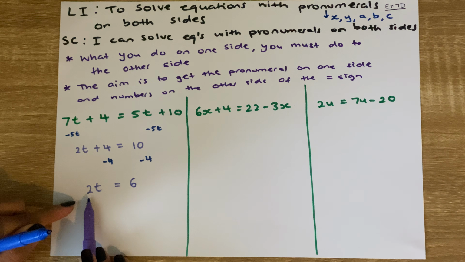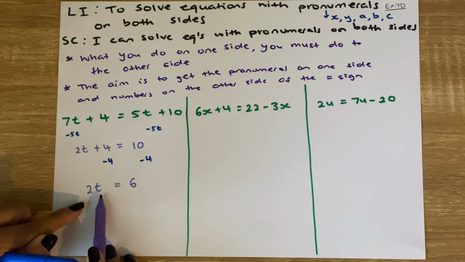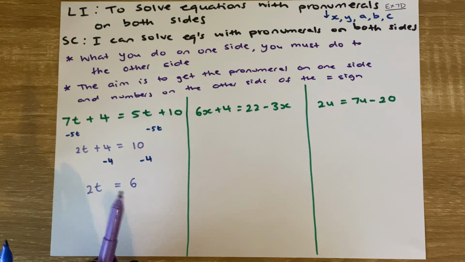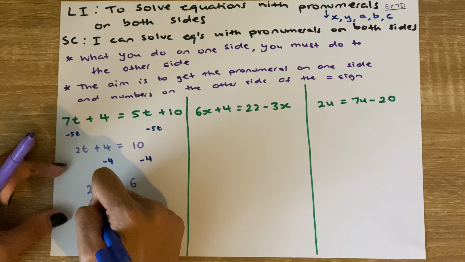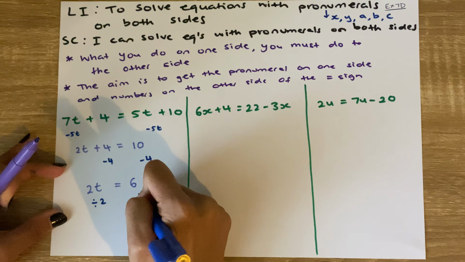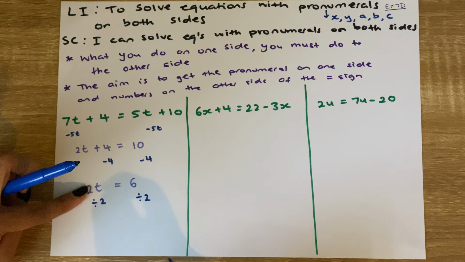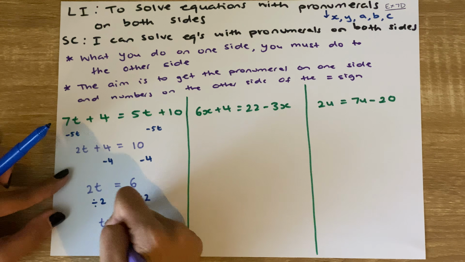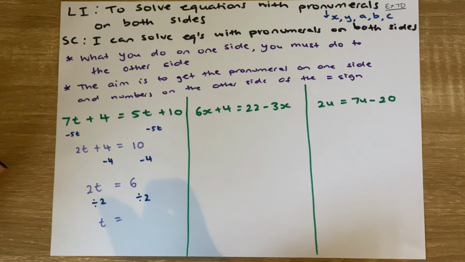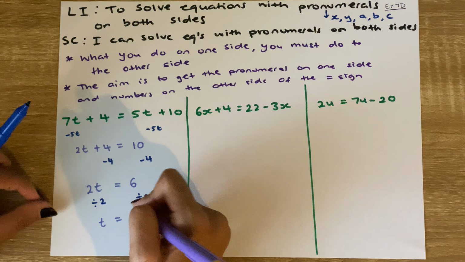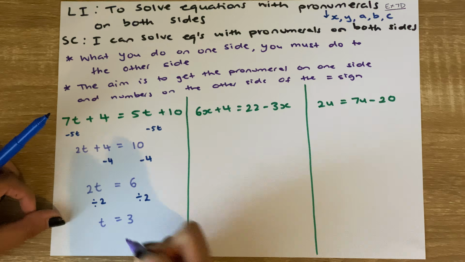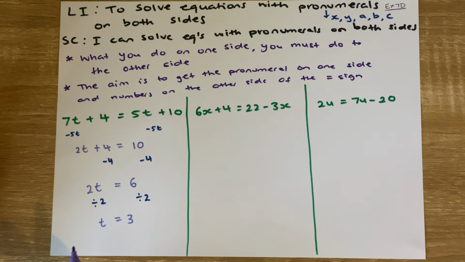I want to now get rid of the 2. So remember, between a number and a letter is a multiplication symbol, okay? The opposite of multiplying is dividing. So what we're going to do to get rid of that 2 is do the opposite. We're going to divide by 2 on this side, divide by 2 on this side. So 2 divided by 2 is 1, so they're going to cancel out. We're left with a t, okay? 6 divided by 2 is 3. So that means my final answer is t equals 3. So I've been left with, at the end, my letter on one side and my number on the other side.